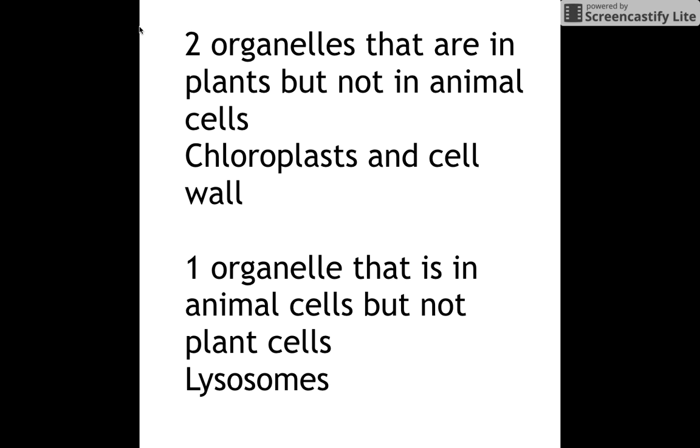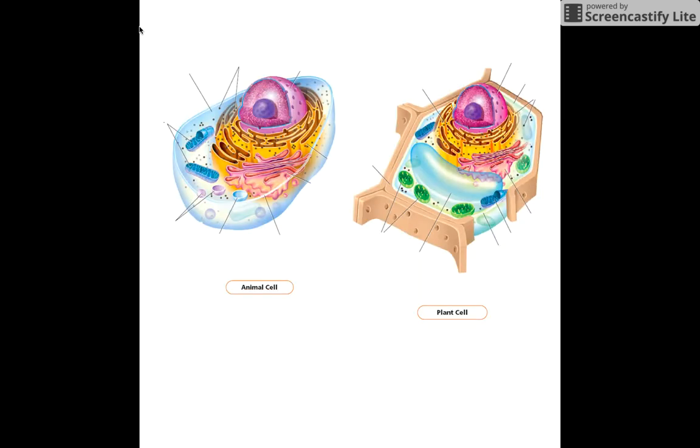There's one organelle that is in an animal cell but not in a plant cell. Those are the lysosomes, and we're going to talk more about what they do. Now we have an animal cell and a plant cell side by side, just so you can see a lot of the similarities that are there, but also some of the major differences. And we'll discuss it a little bit more in class.